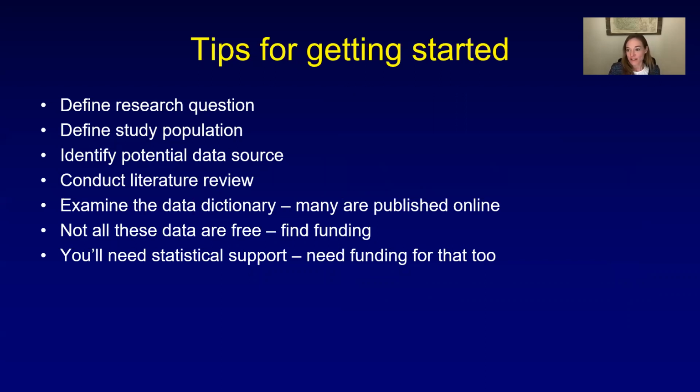So tips for getting started: define your research question, define your study population, identify potential data sources for this analysis, and then conduct a literature review to make sure no one's already done that. Examine the data dictionary. Sometimes it's not obvious at first. It seems like a data set will have what you need, but it's good to check the data dictionary before you purchase the data, download it, or obtain it from a particular source, because maybe they didn't quite measure what you needed. And then not all these data are free. Some are. So you might need funding for that.